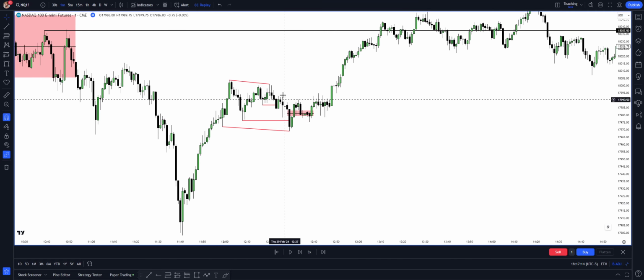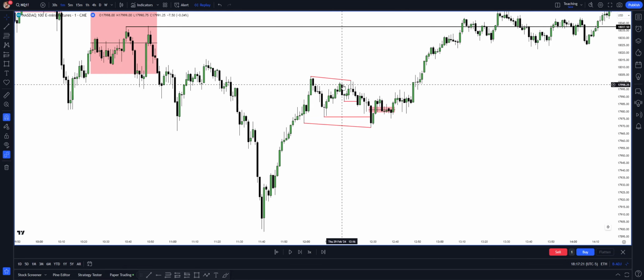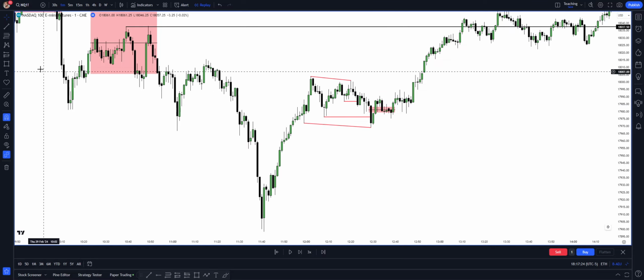So I fell victim to this. The pullback, fake out, got stopped, paid for the price, which is why you shouldn't be trading these kinds of price actions. Instead, just go with the order flow. You know what I'm saying?